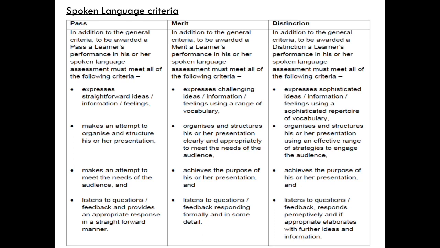So the first bullet point, it says expresses challenging ideas, information, feelings using a range of vocabulary. And we spoke about the topics and your topic choices, how they're very important in terms of aiding you to get the highest award. So choosing an idea that is challenging, that gives that scope for further development. Second bullet point, organizes and structures his or her presentation clearly and appropriately to meet the needs of the audience. And then the third bullet point, achieves the purpose of his or her presentation.